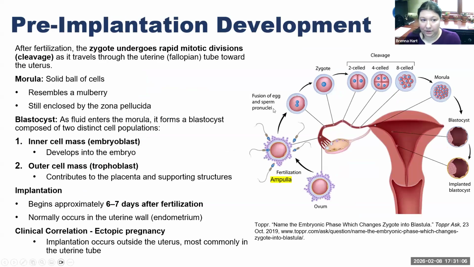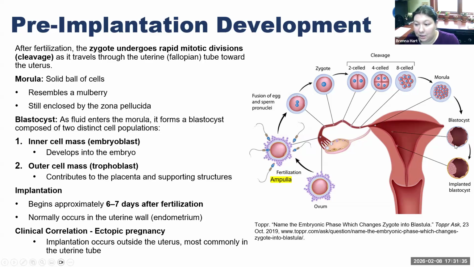So when we have our zygote, we're looking at pre-implantation development. Here's the zygote. It is going to go through a lot of cleavage, which is just rapid mitotic divisions. This all happens within the fallopian tube right here, and it'll end with a morula, which is going to be within the uterus. The morula is just a solid ball of cells that is going to quickly become a blastocyst as fluid enters the morula.